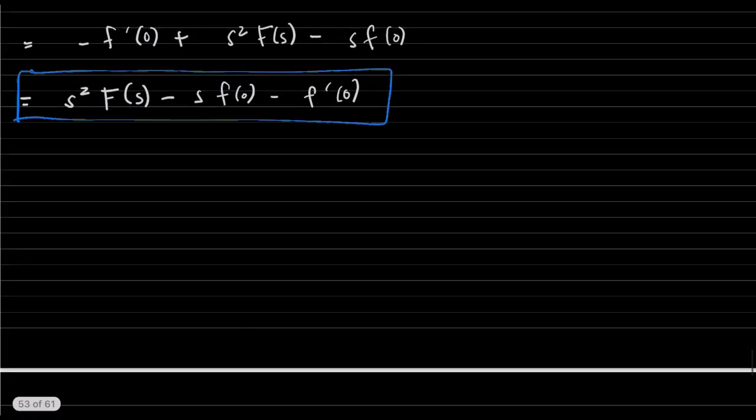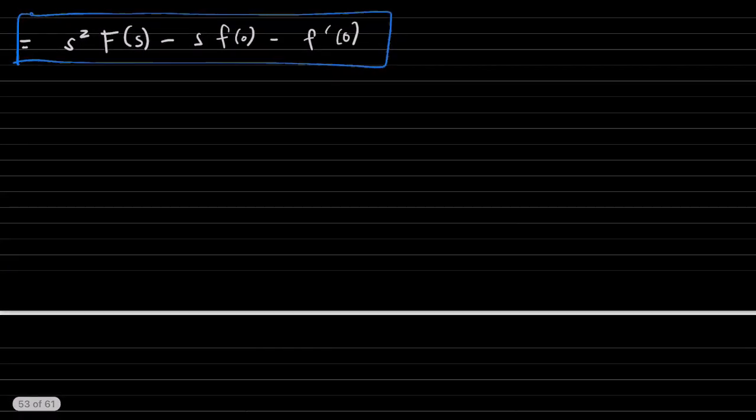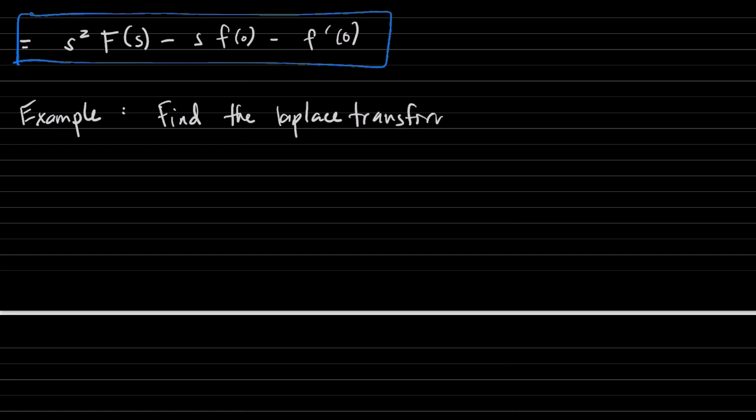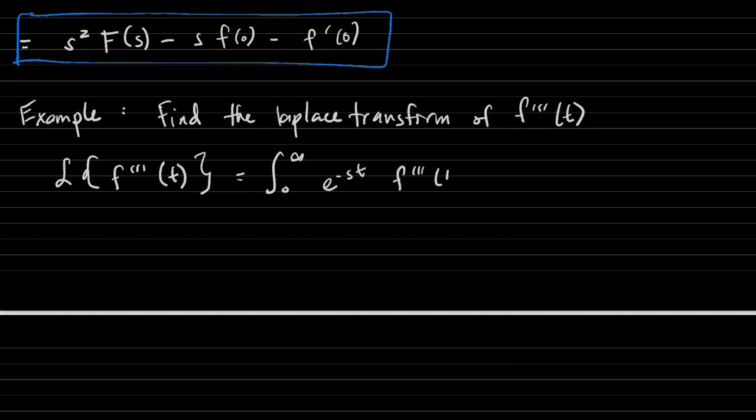Katulad nung mga previous na lectures natin, itatry pa natin yung triple prime. So example, again, last example natin. Pero basically, halos same lang to do sa mga unang dalawang derivatives natin. So find the Laplace transform of f triple prime of t. So katulad sa mga naunang examples natin, isusulat ko pa rin yung definition ng Laplace transform para hindi natin makakalimutan ever. So 0 to infinity e raised to negative st f triple prime of t dt.